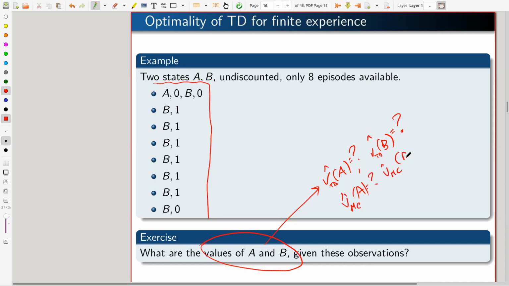Think about it, because I'm going to ask you. So try to guess the value. I don't necessarily want the answer given by the temporal difference or Monte Carlo method. If you are given this data and I ask you to tell me the value of the state A and the value of the state B, what would you answer? Is the problem clear?